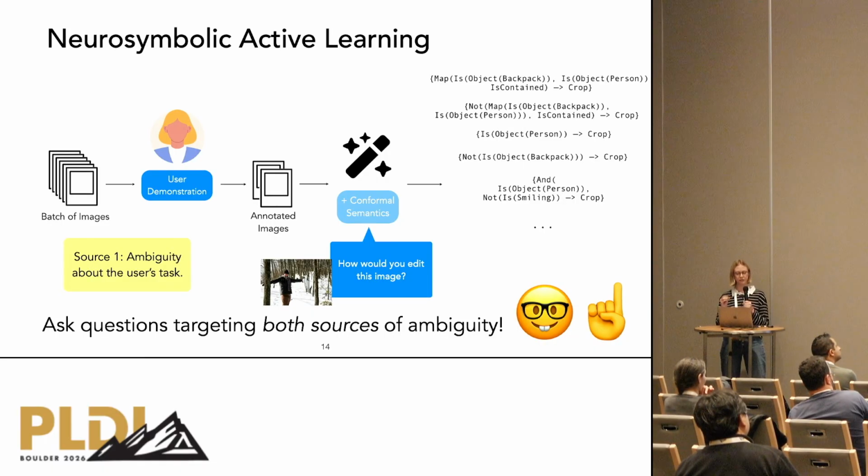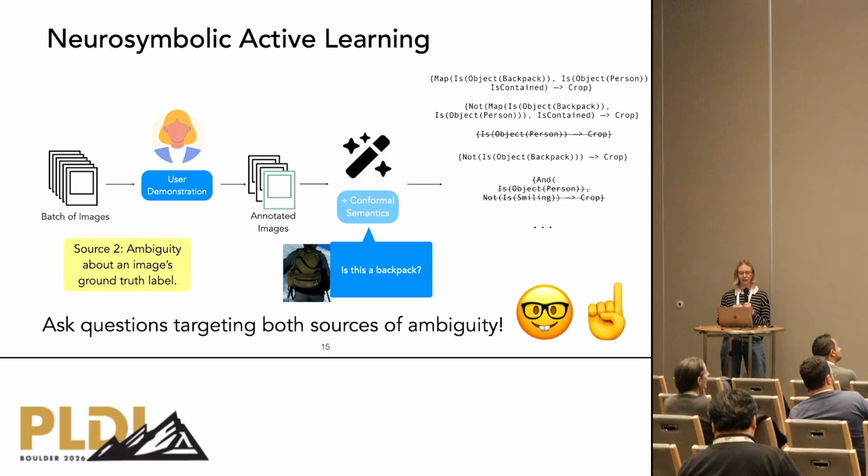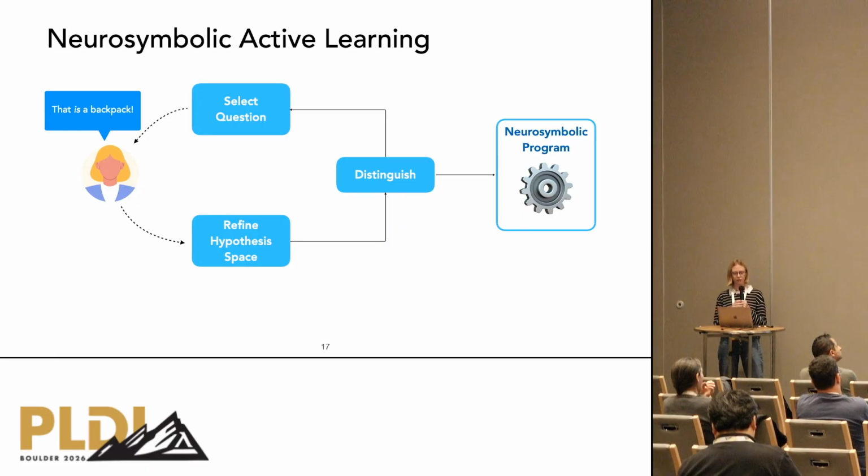Neurosymbolic active learning refines the hypothesis space by asking questions that reduce ambiguity in the conformal prediction sets. These questions target two distinct sources of ambiguity. First, ambiguity about the user's intended program, which we address by asking the user for additional input-output examples. And second, ambiguity about the ground truth labels of inputs, which we resolve by asking the user for specific ground truth labels in images. We can continue asking questions until there's no remaining ambiguity in the hypothesis space. So at a high level, our active learning loop repeatedly asks questions that refine both the hypothesis space of programs and the conformal prediction sets.